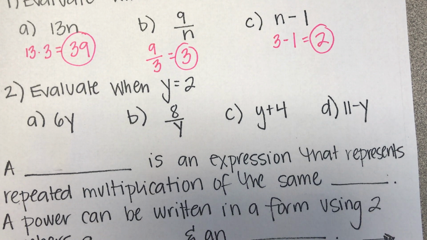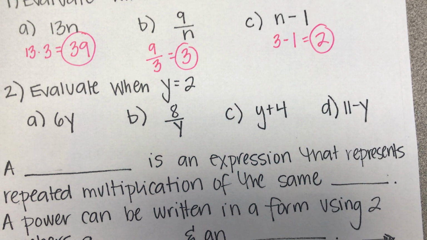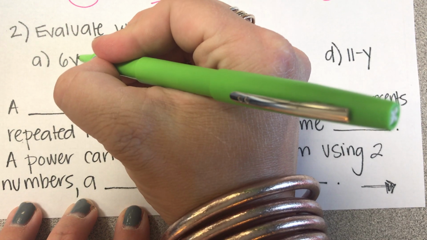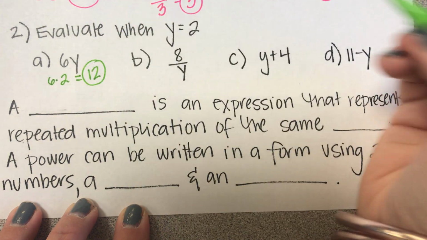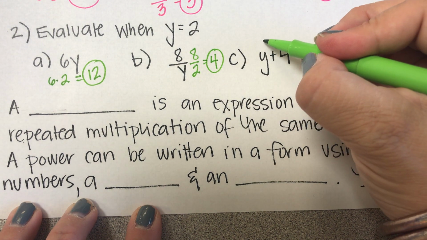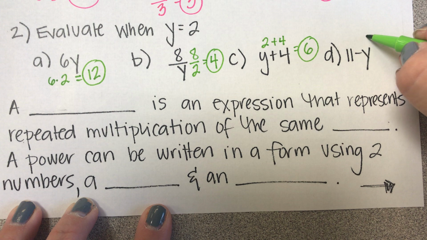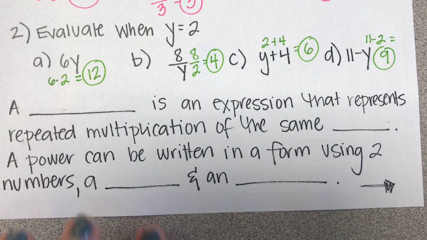For the next set, it says evaluate when y is 2. This time, instead of an n, it's a y, and it's telling us the value of y is 2. Same kind of thing. 6 times 2 would be 12. 8 divided by 2 would be 4. 2 plus 4 would be 6. And then 11 minus 2 would be 9. Everywhere we saw y, we put a 2 because that's what we were evaluating for.